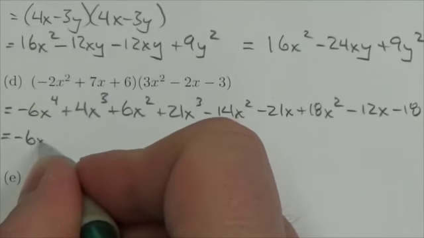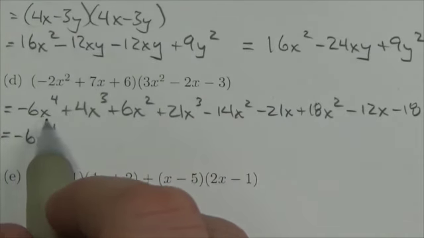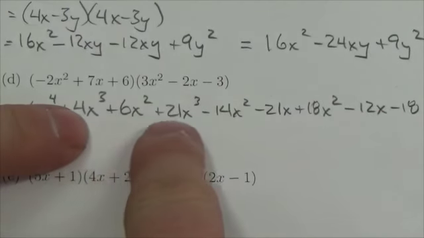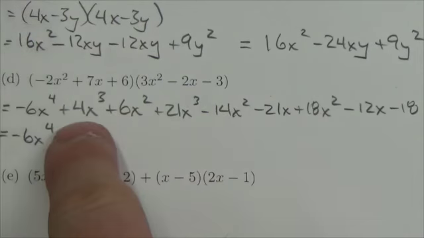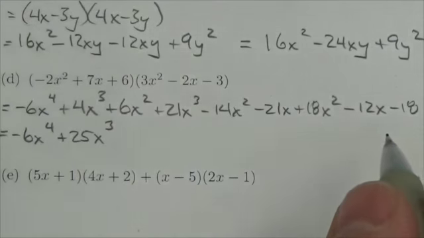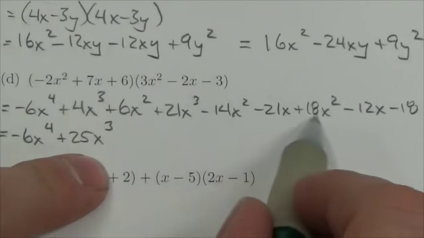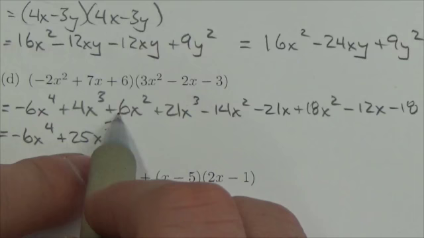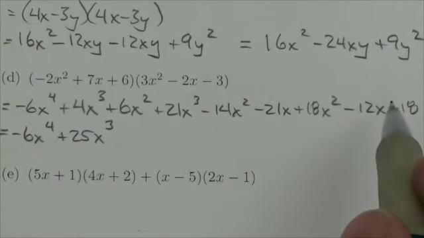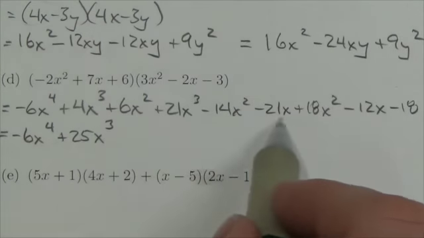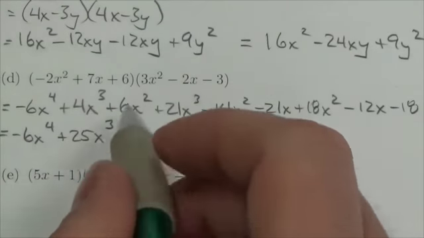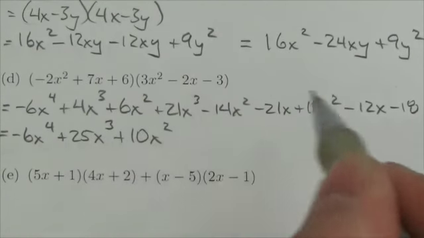Well, there is nothing that's like that first term, so there is only one x to the fourth term, so we leave it. There are, however, two terms that are x cubed, so there's a 4 and a 21, so together that's going to be 25x cubed. I've got three terms here that have an x squared in it. There's 6x squared, minus 14 plus 18. Okay, so let's do it this way. Negative 14 plus 18 is going to be 4, plus 6 will be 10x squared.